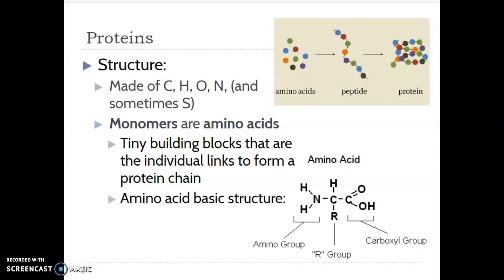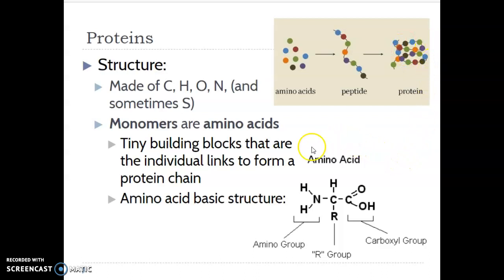Proteins are made with almost all of our 6 most common elements in living things. They're made of carbon, hydrogen, oxygen, lots of nitrogen, and sometimes sulfur. The monomer, or the individual building block of every protein, is something called an amino acid. So if you look at the diagram I've got up here, amino acids are these little beads. You string those beads together and it makes a peptide, or a simple protein part. And then you tangle that all together and that makes a protein.